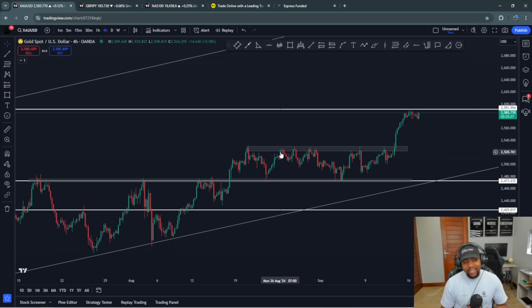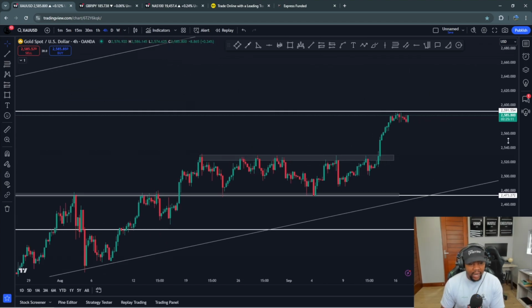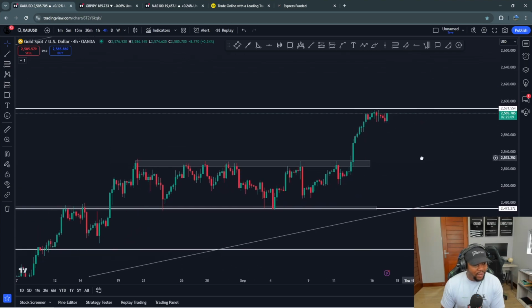This is one of the strongest resistances that we had before gold was able to break out. We had 1, 2, 3, 4, 5, 6, 7, 8 touches before gold was eventually able to break above our previous resistance, and that is why we are forming new highs at the current market price. So this is what we have currently for gold.